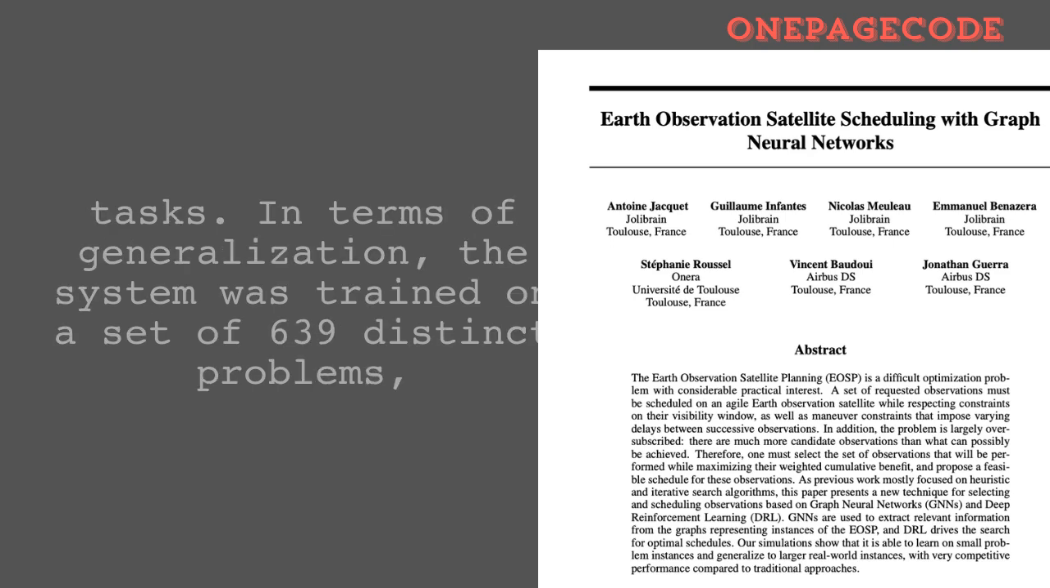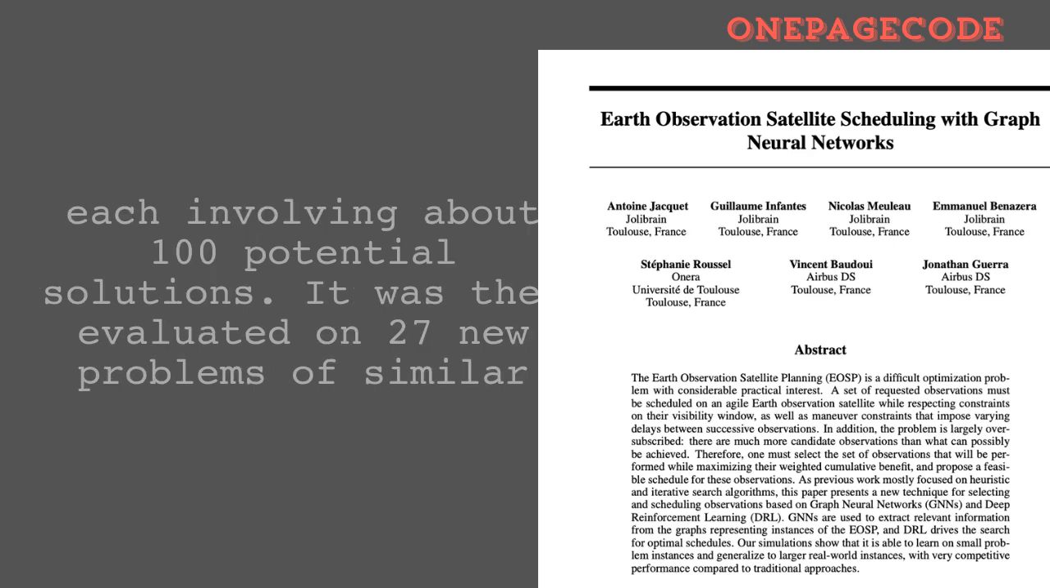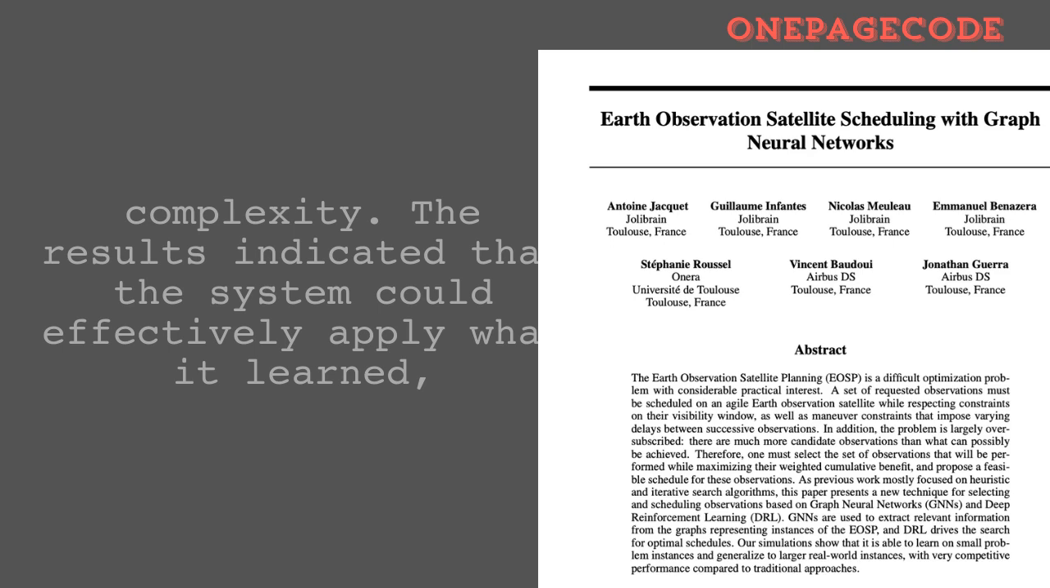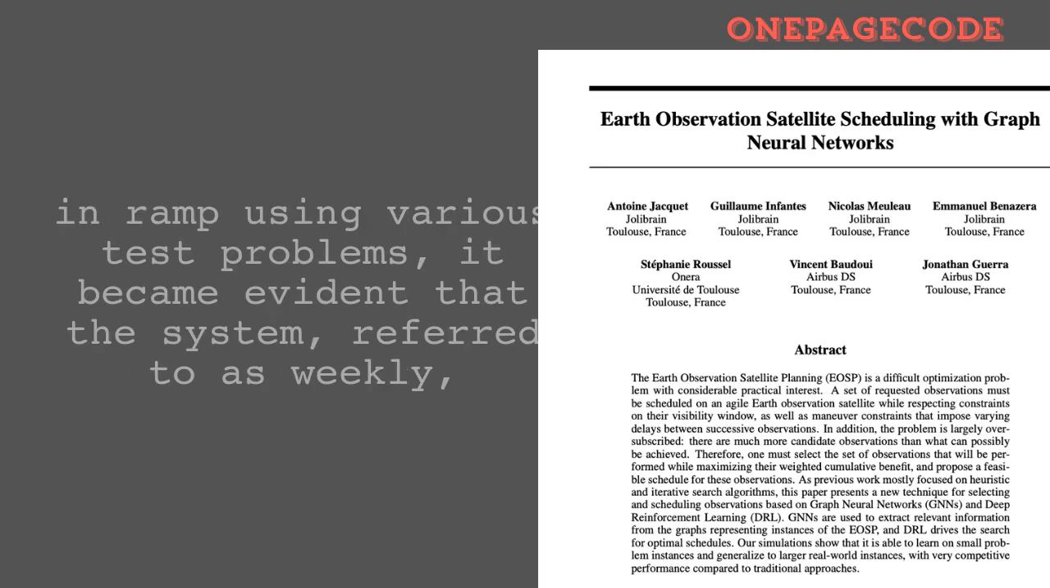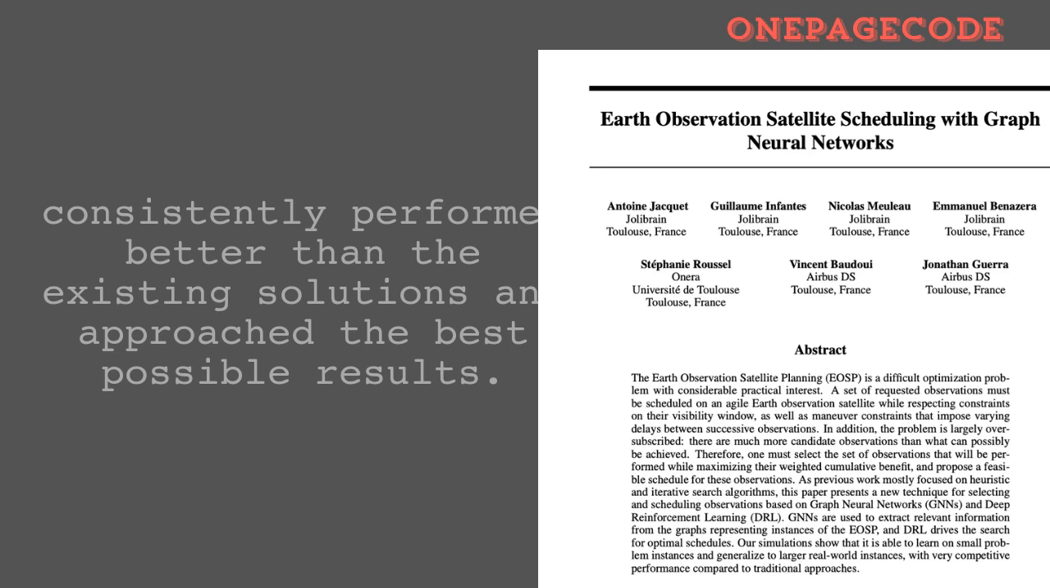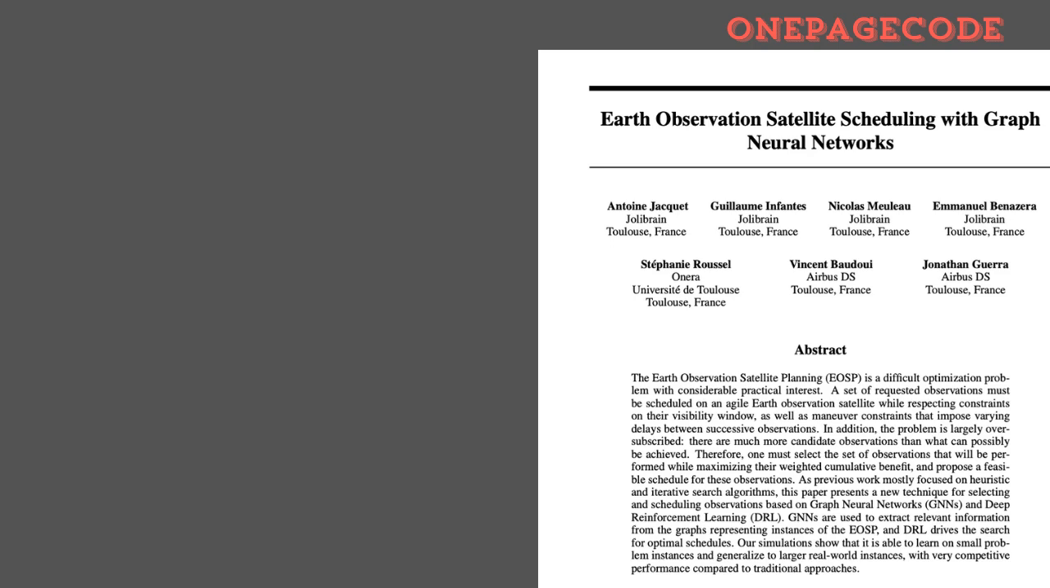In terms of generalization, the system was trained on a set of 639 distinct problems, each involving about 100 potential solutions. It was then evaluated on 27 new problems of similar complexity. The results indicated that the system could effectively apply what it learned, as shown by the learning curves. Moreover, when comparing its performance to the greedy strategy and ramp using various test problems, it became evident that the system, referred to as Wheatley, consistently performed better than the existing solutions and approached the best possible results.